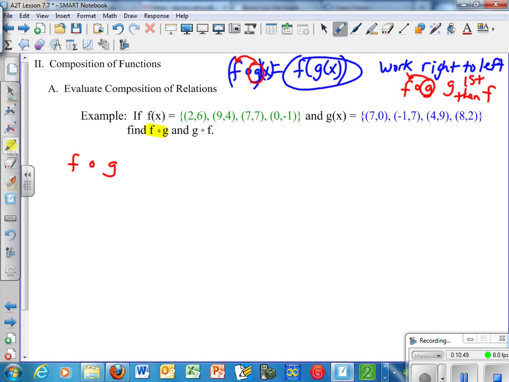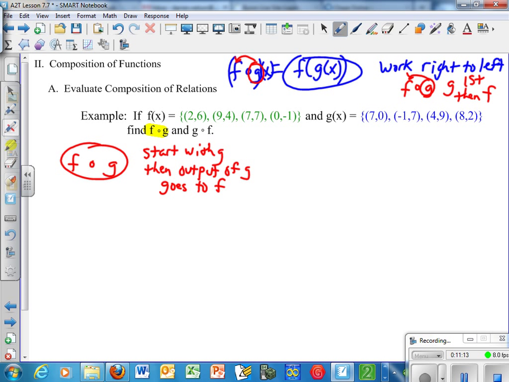So again, that means when we're doing f of g, start with g, then the output of g, or whatever that gets, and I'll talk about what that means. Output of g goes to f. Key things here: we're working right to left. And then we'll do g of f next, which is kind of going the opposite way.